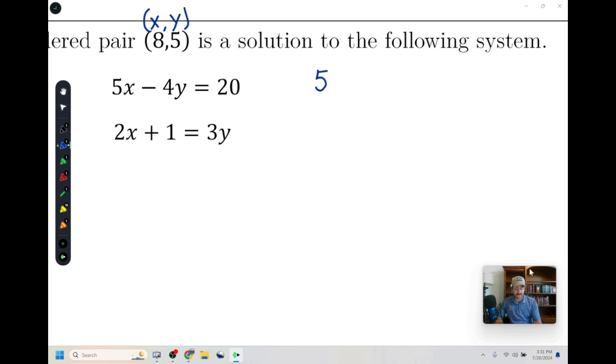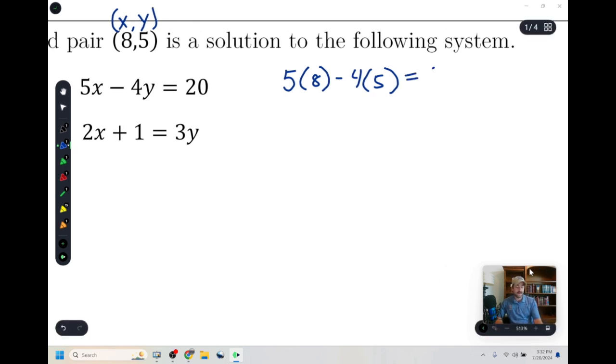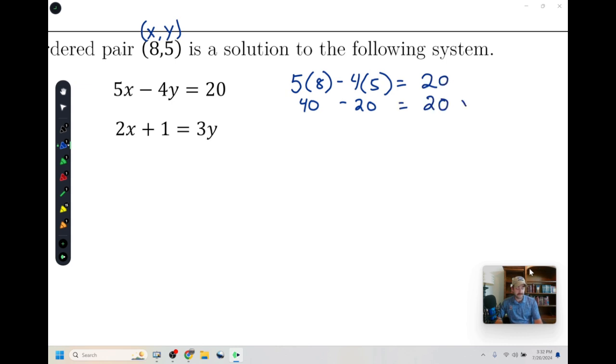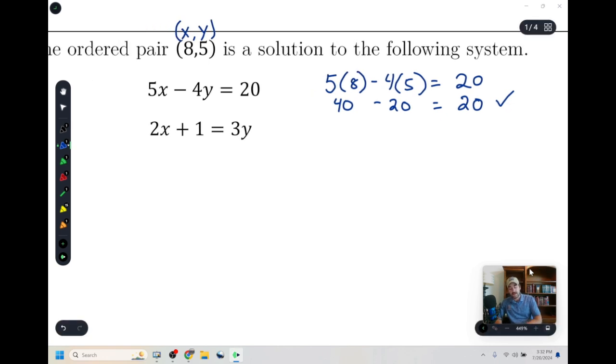So the first one we're going to have is 5 times 8 minus 4 times 5. And that is going to equal, and you could put 20 and a question mark, seeing does it equal, or you could just leave it blank and we could solve it and see, does this equation equal what it says it should. So 5 times 8 is 40, minus 20, that is 20, equals 20, check. So it is a point on this graph. 8, 5 lies on the blue graph.